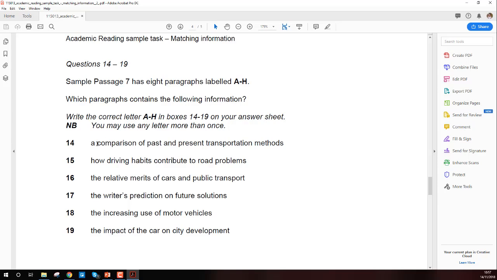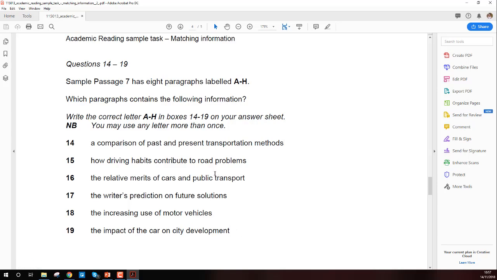Next, we need to read the questions or read these statements. A comparison of past and present transportation methods. How driving habits contribute to road problems. The relative merits of cars and public transport. The writer's prediction on future solutions. The increasing use of motor vehicles. The impact of the car on city development.